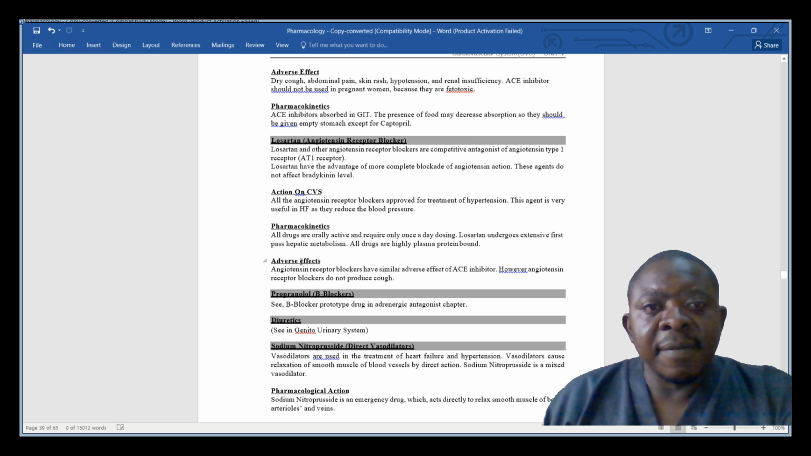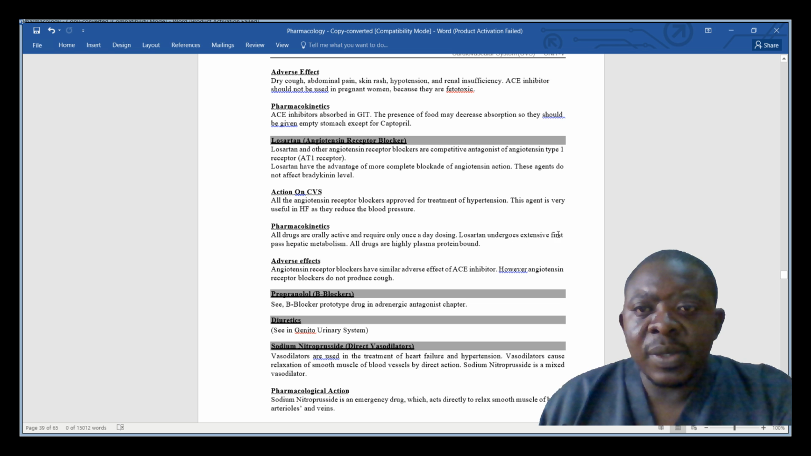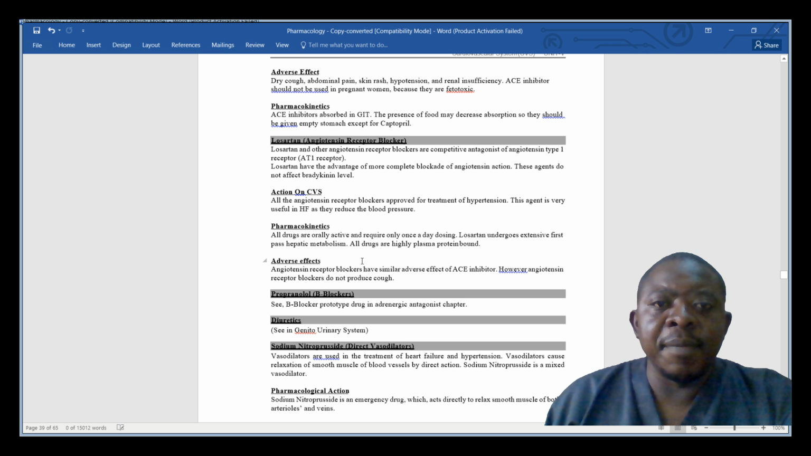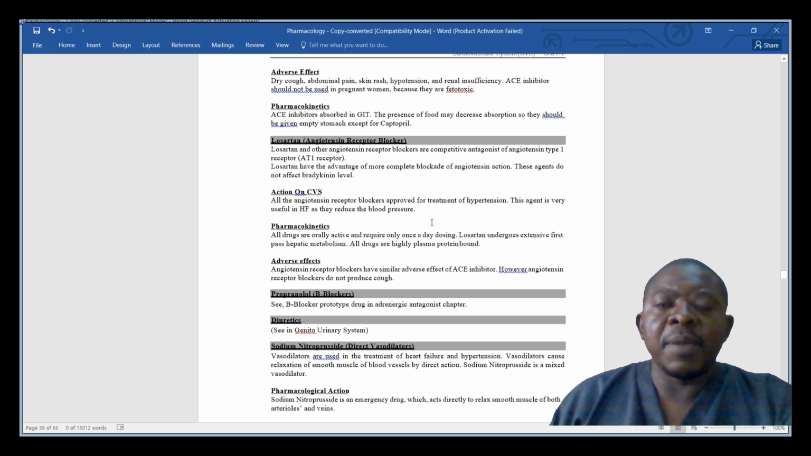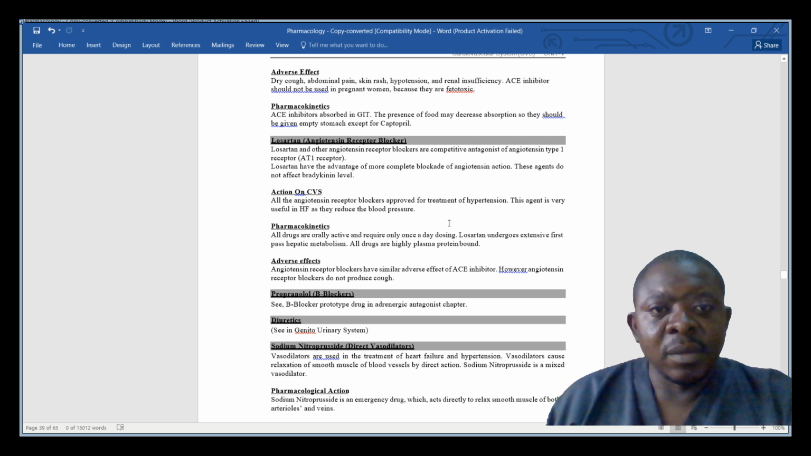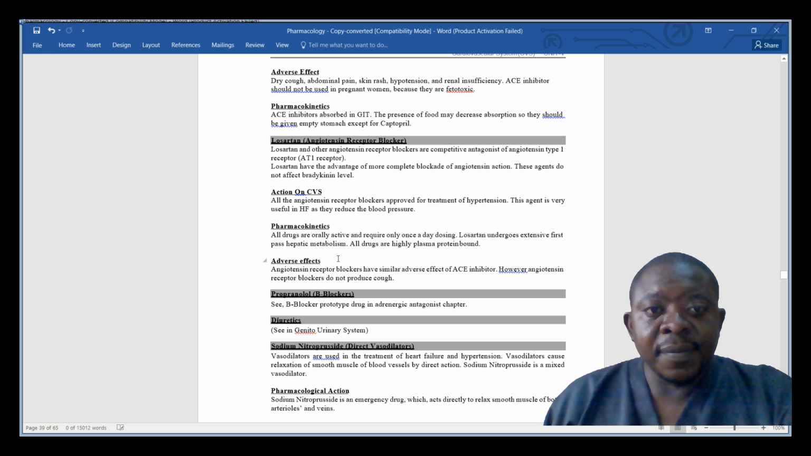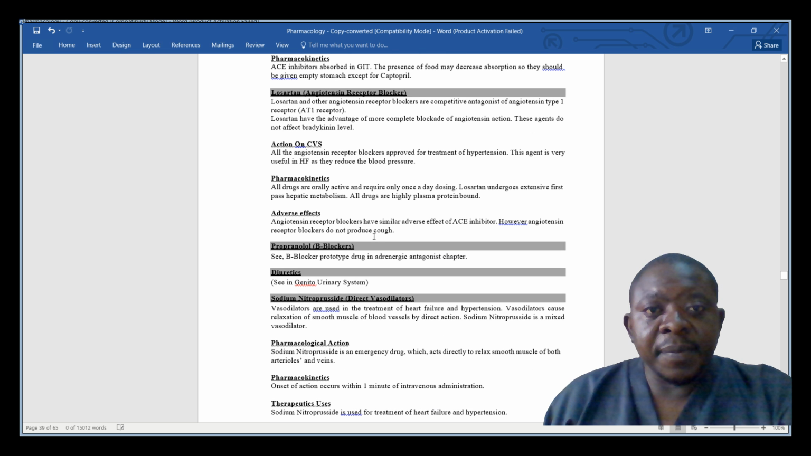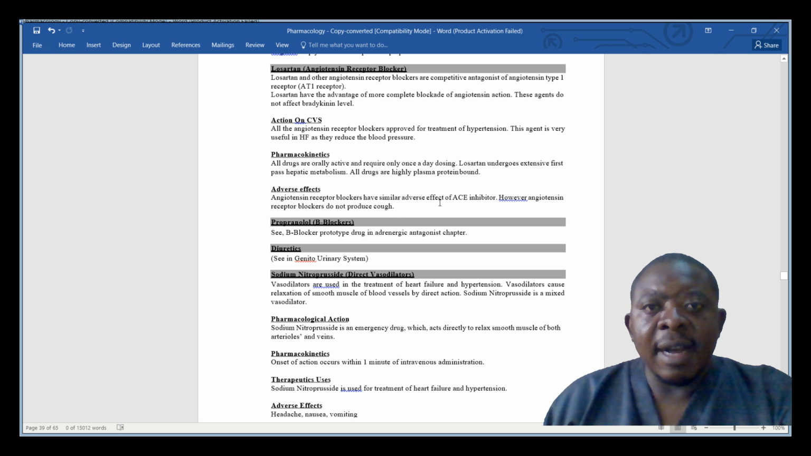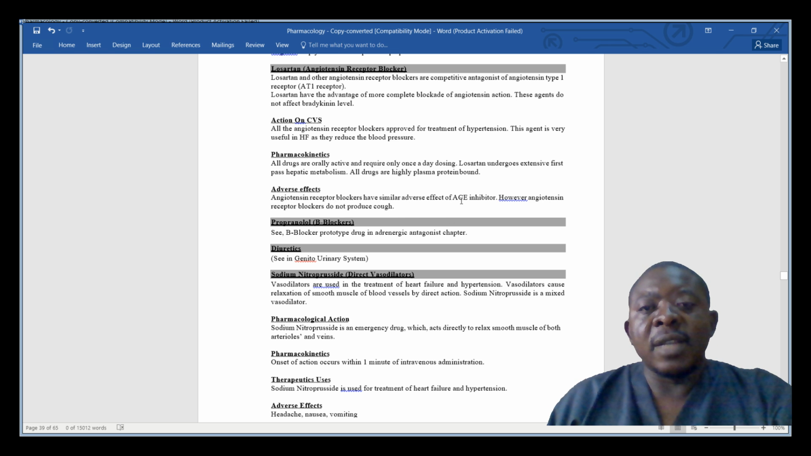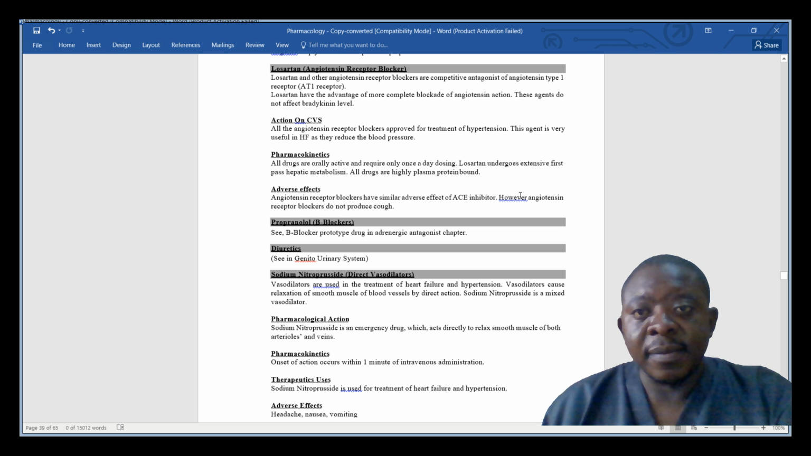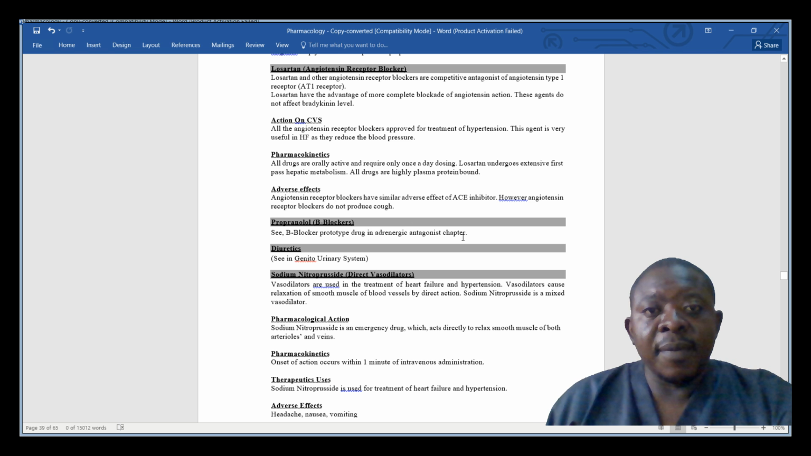Pharmacokinetics. All drugs are orally active and require only once a day dosing. Losartan undergoes extensive first-pass hepatic metabolism, and all drugs are highly plasma protein bound. Adverse effects. Angiotensin receptor blockers have similar adverse effects to angiotensin converting enzyme inhibitors. However, angiotensin receptor blockers do not produce a cough.